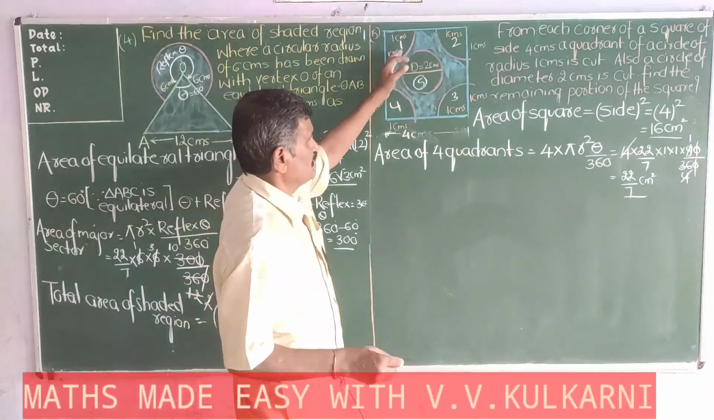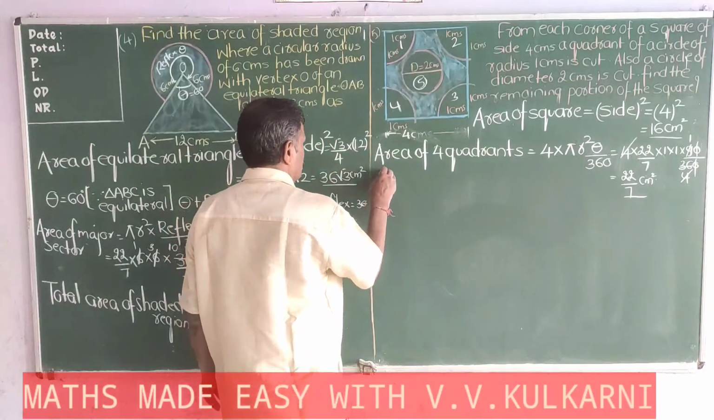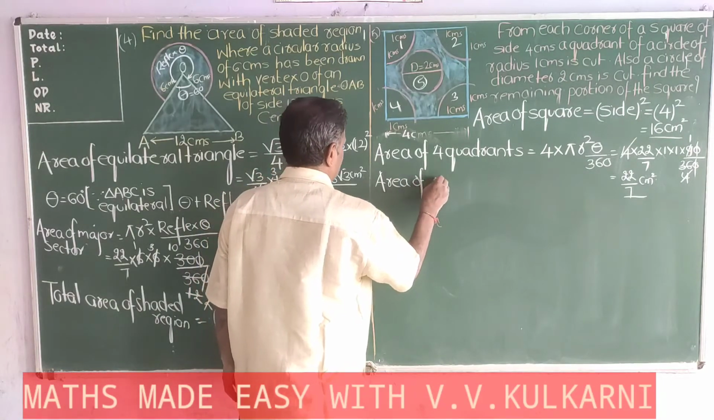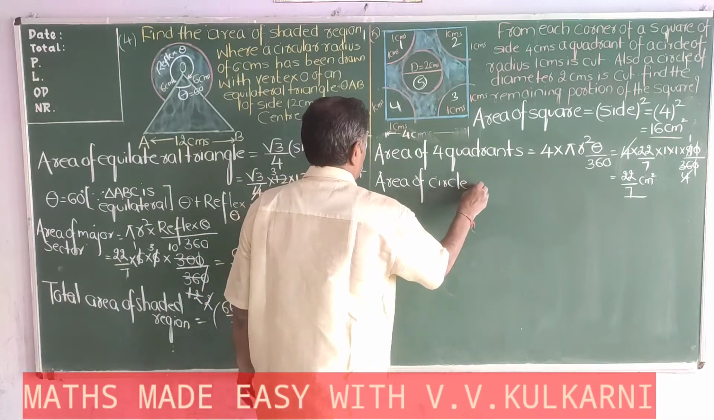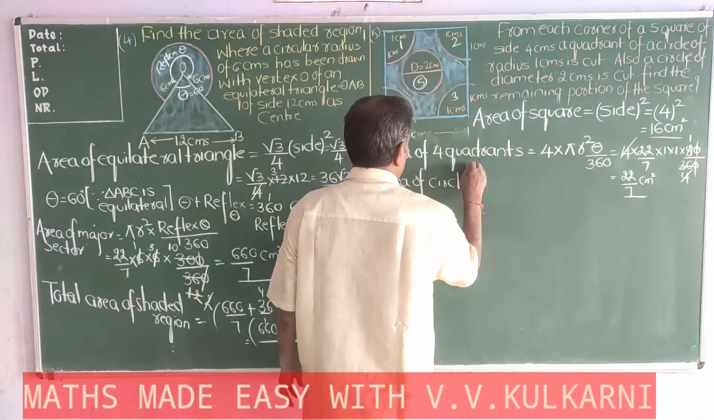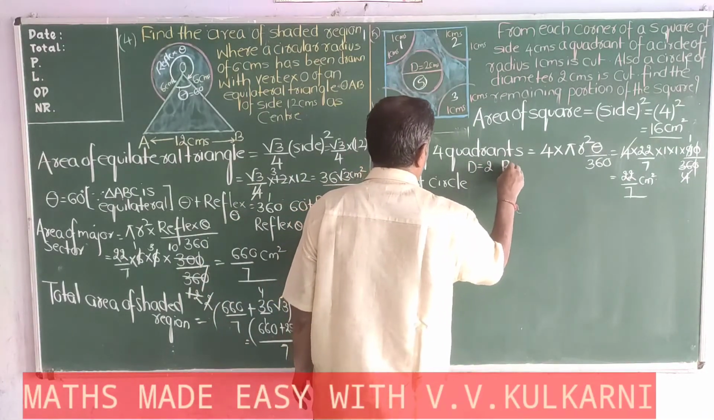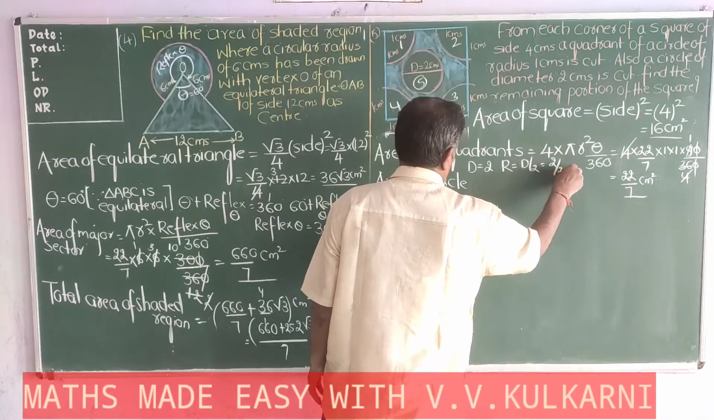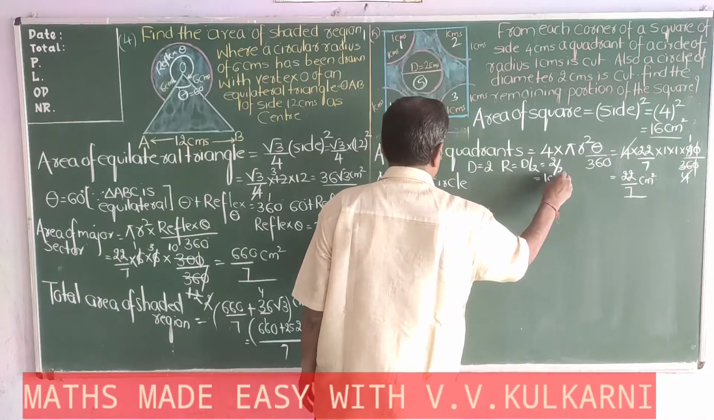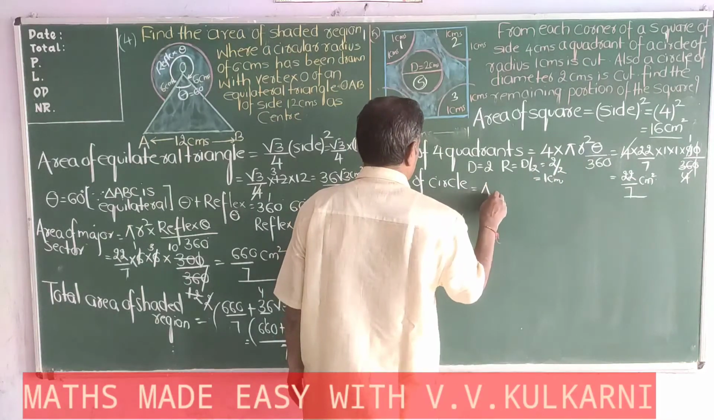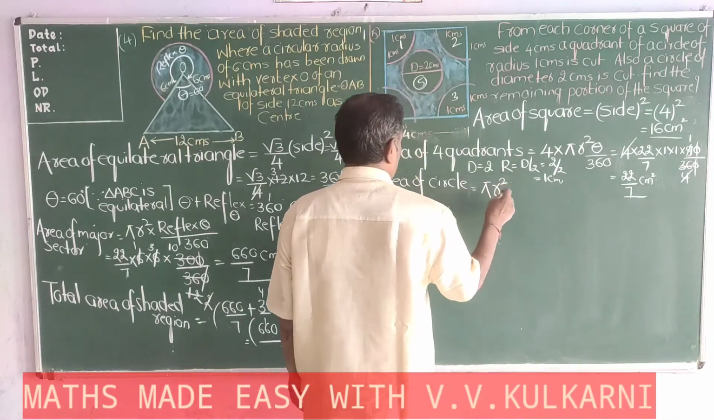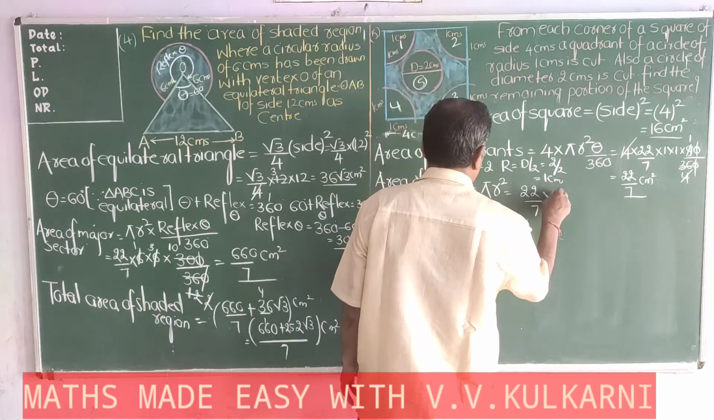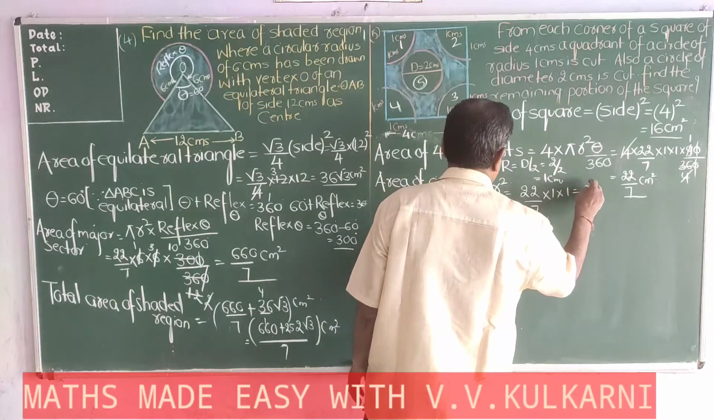Now I want the area of this circle also. Area of circle. Here diameter is given. So I will write diameter here. From the diameter I will write the radius. That is 2 by 2, which is 1 centimeter, the radius. So I will write this as pi r square, or capital R square if you want. So 22 by 7 multiplied by 1 into 1.